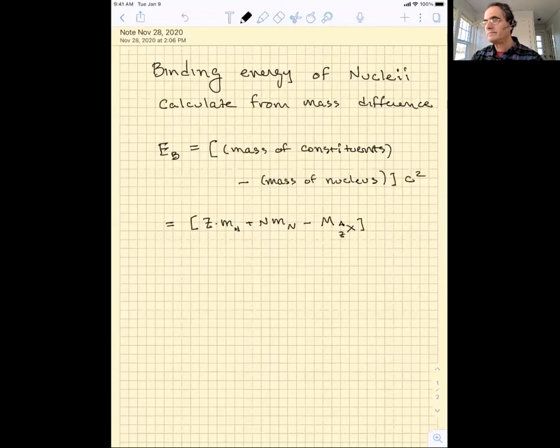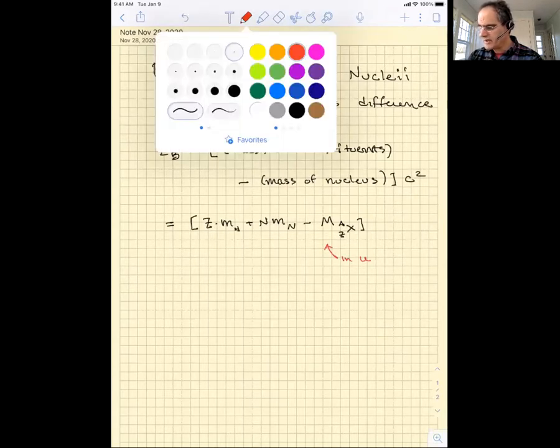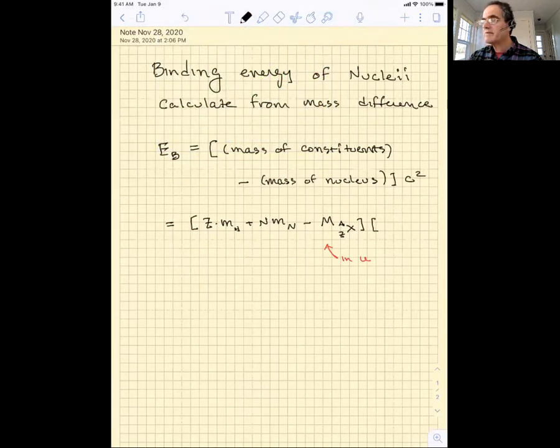And if we write the mass in terms of the atomic mass unit, then we can figure out the energy just by multiplying by mc squared for an atomic mass unit, which is 931.49 mega electron volts.